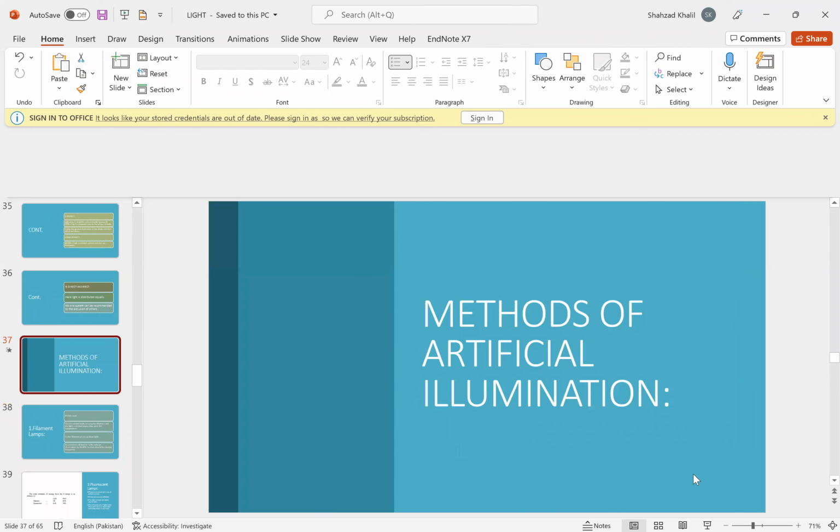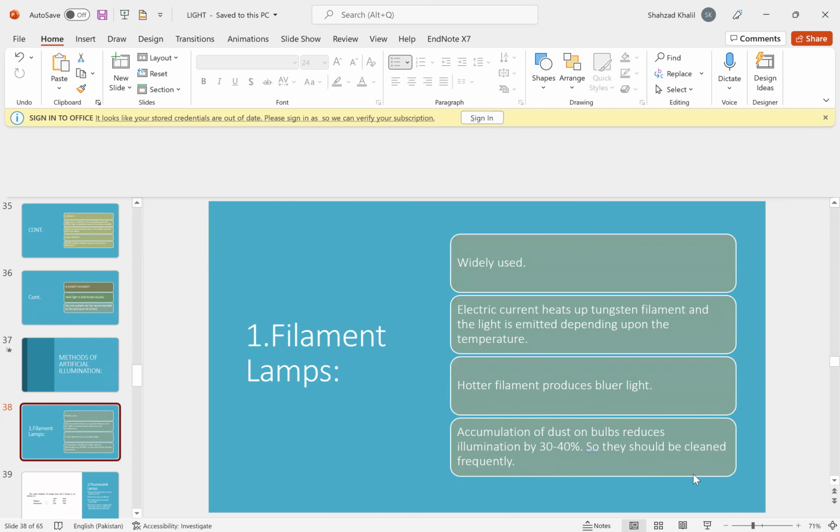Methods of artificial illumination. Number one are the filament lamps. These are widely used. Electric current heats up a tungsten filament and the light is emitted depending upon the temperature. So the important point here is that the light which is emitted depends upon the temperature of the lamp. Hotter filaments produce bluer light. Accumulation of dust on bulbs reduces illumination by 30 to 40%, so they should be cleaned frequently.